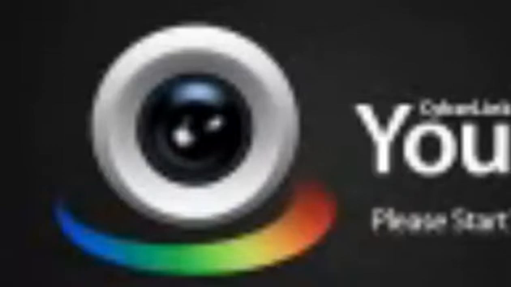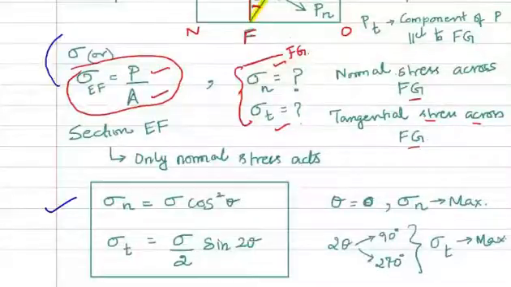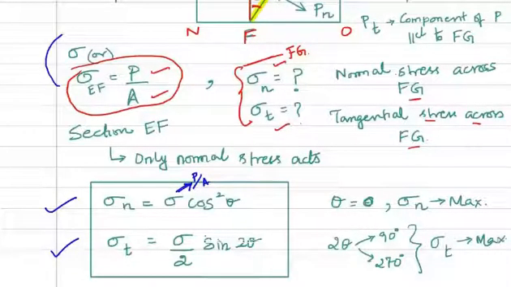So if you resolve the forces parallel and perpendicular to the plane FG, I will be getting the normal stress across FG and the tangential stress across FG. So sigma n is given by sigma cos square theta. So what is this sigma? This sigma is equal to P by A. And what is this theta? The theta is the angle between the normal plane and the inclined plane FG. And sigma t is sigma by 2 into sine 2 theta.